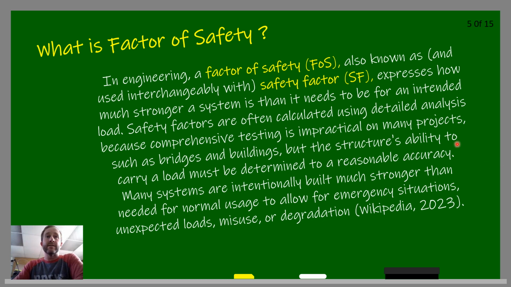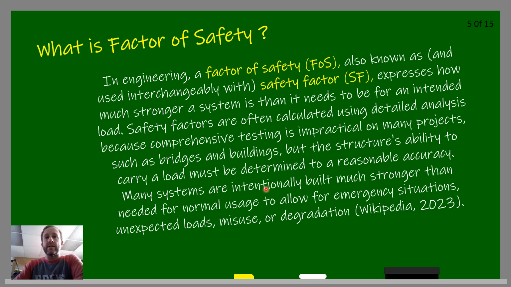And what is it? Well, this is from Wikipedia. Essentially, the factor of safety and safety factor are pretty much just interchangeable combinations of words, meaning the same thing. They express how much stronger a system is than it needs to be for an intended load. Safety factors are often calculated using detailed analysis because comprehensive testing is impractical on many projects, such as bridges and buildings or that roller coaster. But the structure's ability to carry a load must be determined to reasonable accuracy.